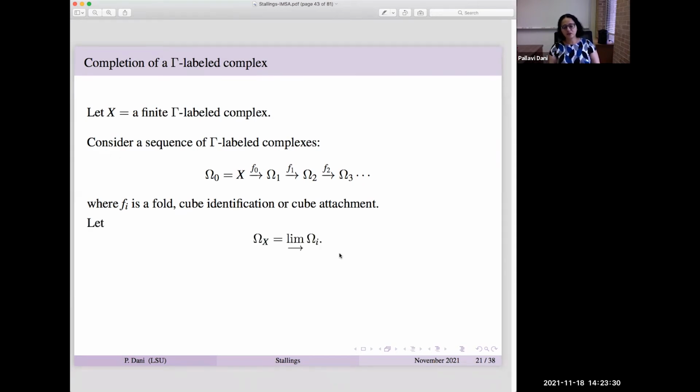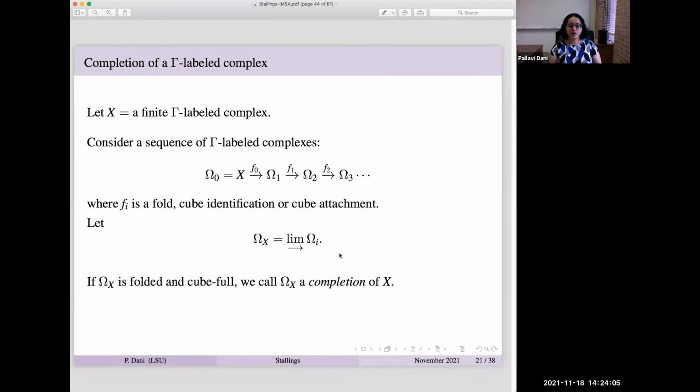Nevertheless, you can still take the direct limit of any such sequence. And so you can define this object called omega x. But it's not always going to carry the information that you want, right? Because you could choose a very silly sequence of moves where we just focus on one spot in the complex and keep attaching and folding and attaching and folding while completely ignoring a different direction. So you don't want to look at any such omega x.